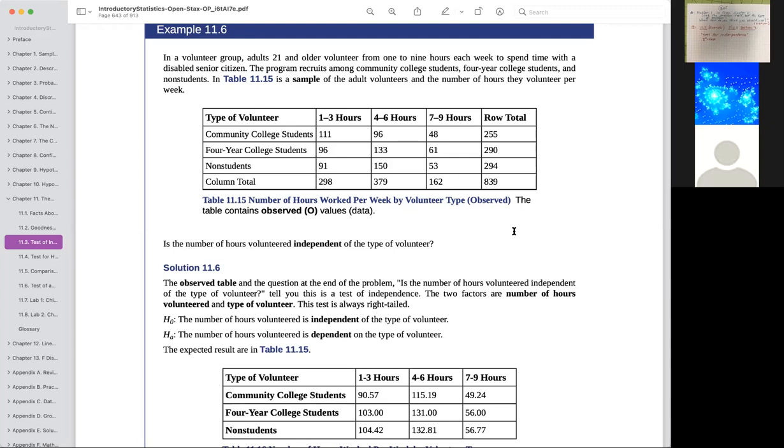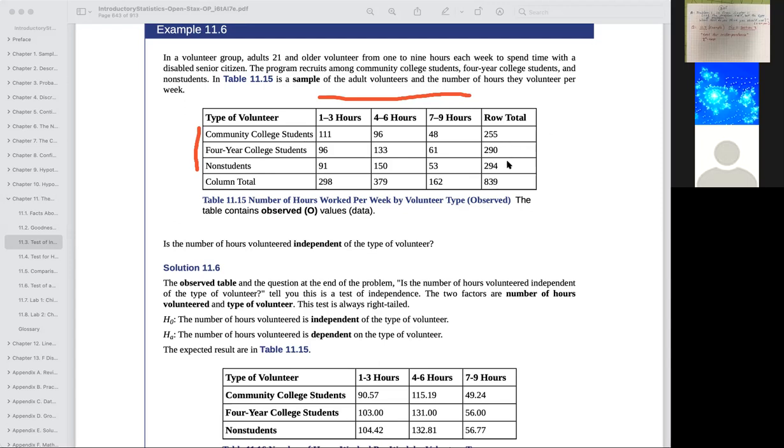So the question is, are these independent? If I told you someone volunteered 1 to 3 hours, would you be able to identify whether that person was a community college student or not by this data, if I didn't tell you? So the problem is asking us to look at three conditions. Let me mark this on the paper. Community college student, four-year student, non-student, and three sets of hours. So these three conditions and these three hour ranges, are they independent?